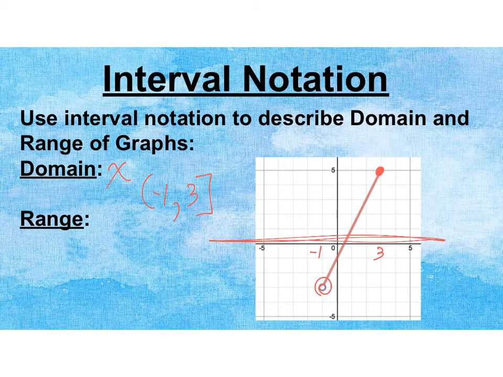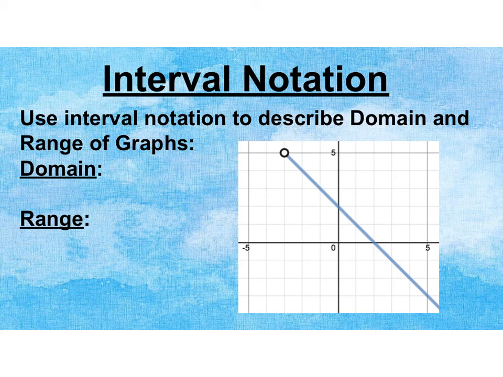Now we need to switch our thinking up and down when we're thinking about range. So my lowest is a -3, my highest is 5. -3 is not included. So this is going to be -3 to +5 hard bracket.